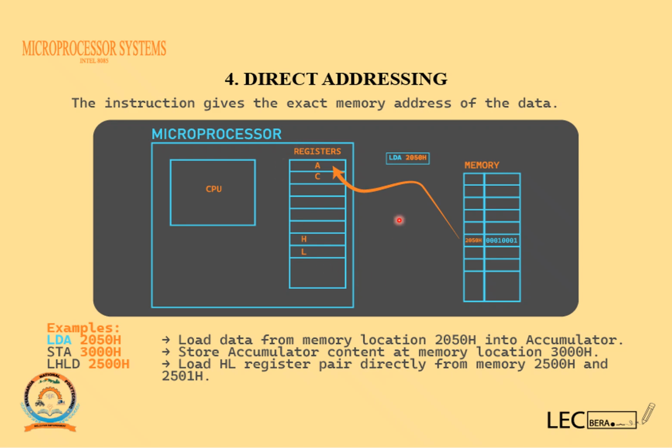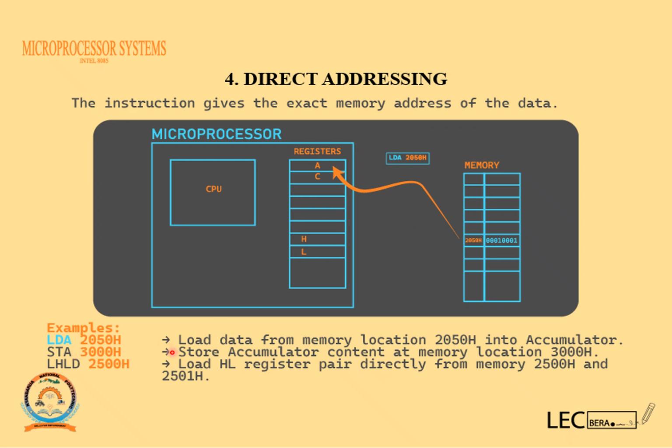And remember, the accumulator is one of our registers, so it's inside our register bank. That is direct addressing, because we are directly addressing the memory location without passing through the register. Remember the other time, instead of going directly to the memory location, we went first to the register. We loaded the memory address from the register pair, and then went to the memory location and found the data. That one is indirect addressing. But in direct addressing, the instruction gives the exact memory address of the data.